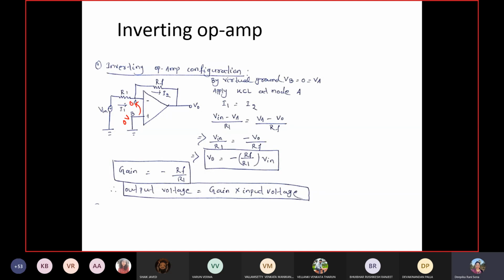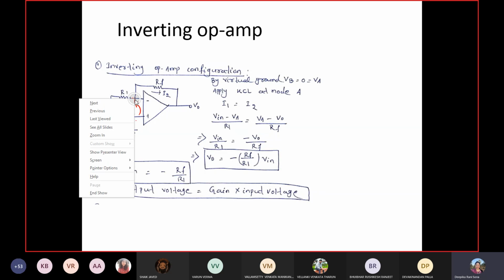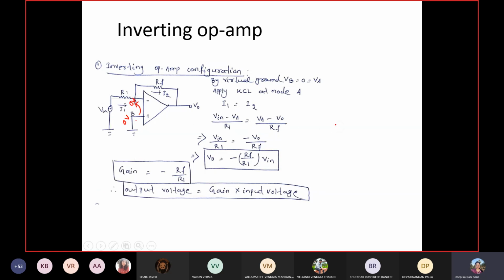How much is the voltage here? 0 volt. That is our first point. So just write down: by virtual ground, VB equals 0 volt equals VA. Now let's define the KCL at node A. This is A, no? So if you define the KCL at node A, what will be the equation?